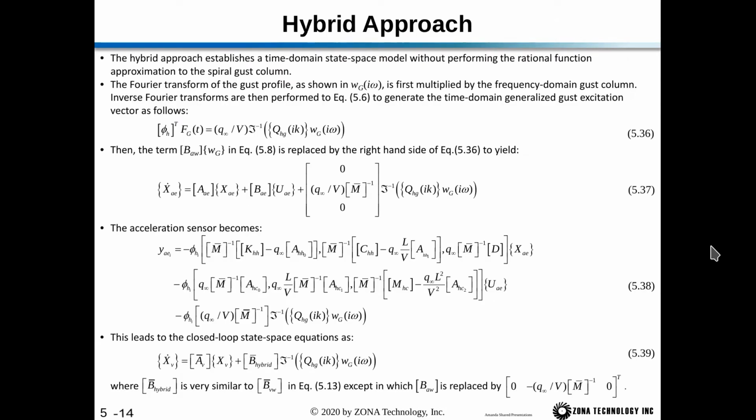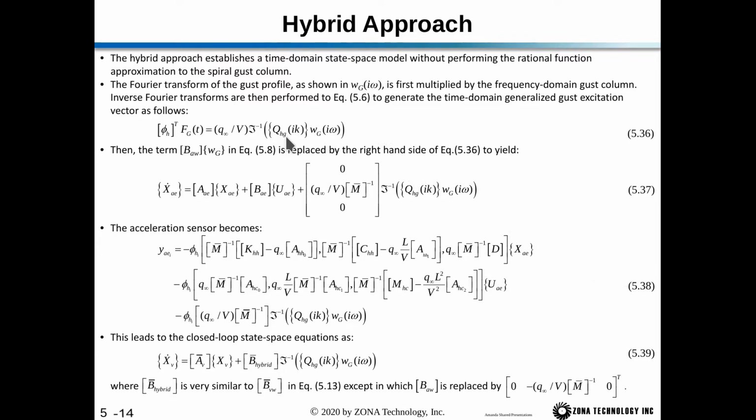So next we have the hybrid approach. The hybrid approach establishes a time domain state space model without performing the rational function approximation to the spiral gust column term. And the Fourier transform of the gust profile, as shown in WG of i omega, is first multiplied by the frequency domain gust column. Then the inverse Fourier transforms are performed to equations 5.6 to generate the time domain generalized gust excitation vector, as shown here in equation 5.36.